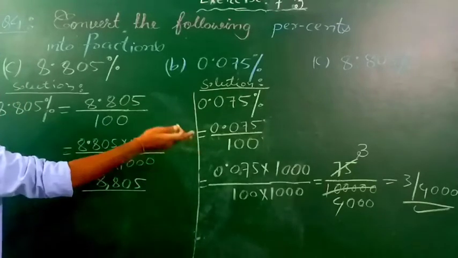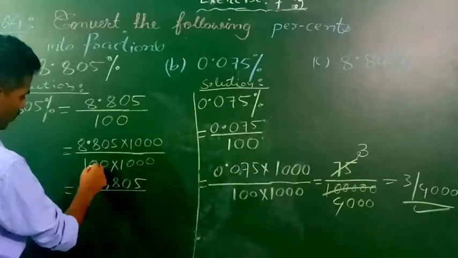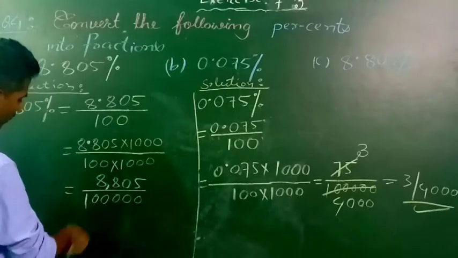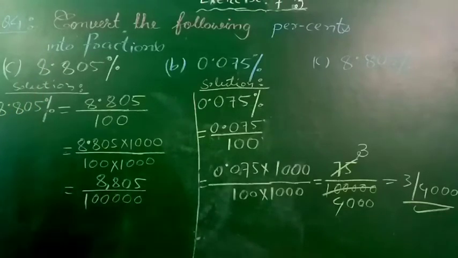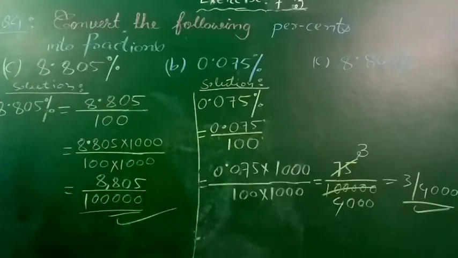How it already have learned now. Here 1, 2, 3, 4, 5 0 and 1. Okay, this is our solution for question number 4, sub question C. If you want, you can turn it into lowest terms.